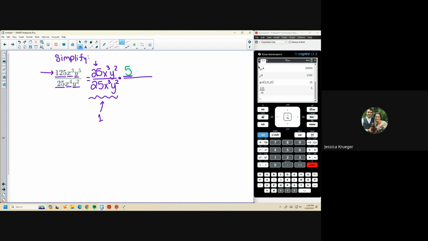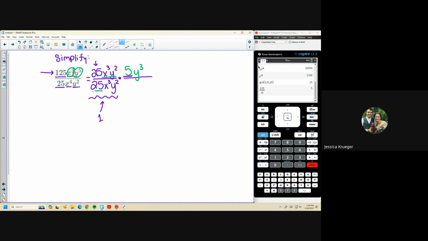So if 5 goes here, I need to have 3 x's in the top. I already have 3 x's in the top, so I don't need any more. I need 5 y's in the top. I only have 2, so I need a y to the third. And that takes care of my numerator.